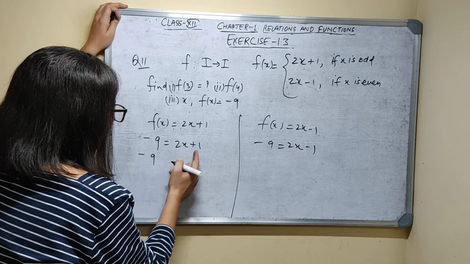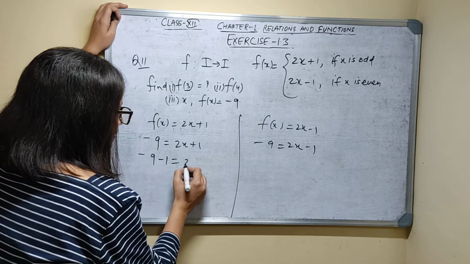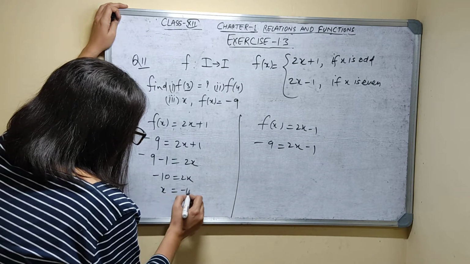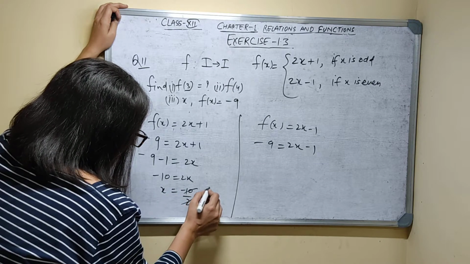So minus 9 minus 1 will come this side. So minus 10 is equal to 2x. So x is equal to minus 10 by 2, that is minus 5. The x value is minus 5.